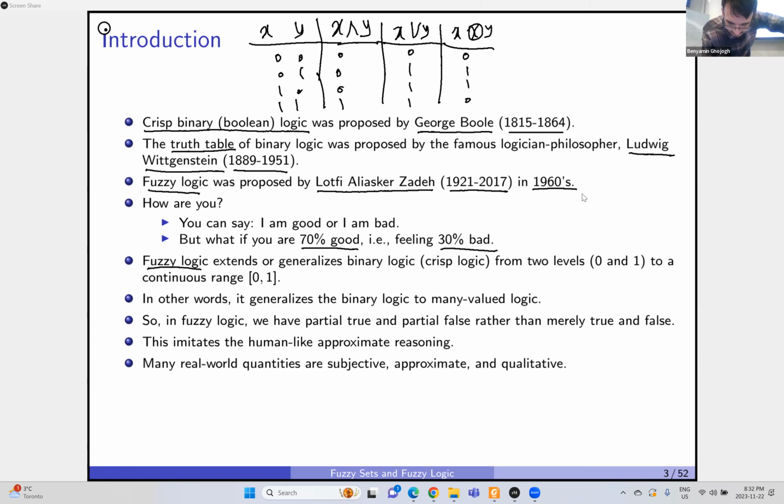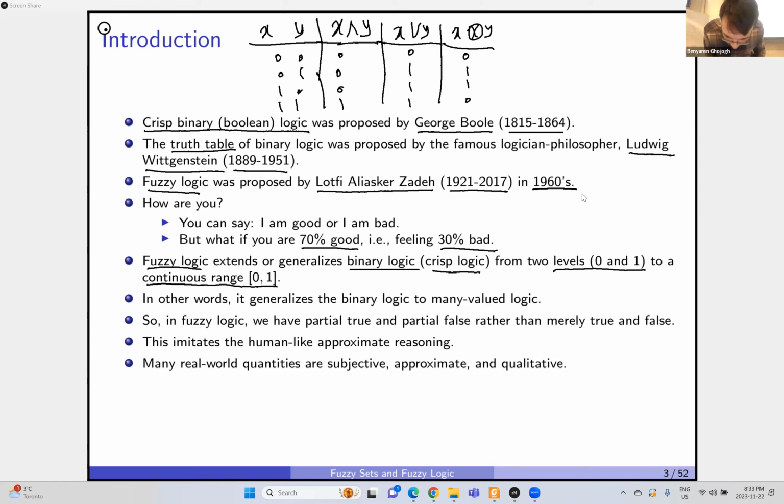So fuzzy logic extends and generalizes binary logic. Binary logic is also called crisp logic. It's crispy. Have you eaten crispy chips? It's true, false. It breaks down between true and false. It's not a float. So we go from the levels 0 and 1 to a continuous range between 0 and 1. 0 means completely false. 1 means completely true. Somewhere in between is somewhere in between. Closer to 0 means closer to false. Closer to 1 means closer to true. More true, more false, right?